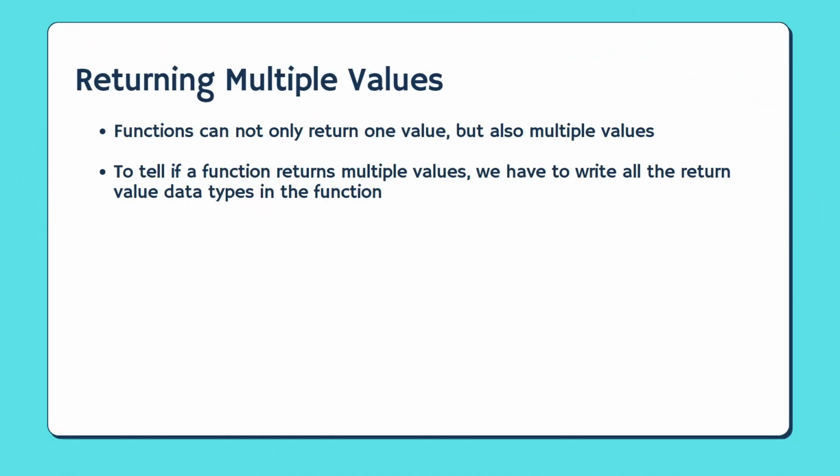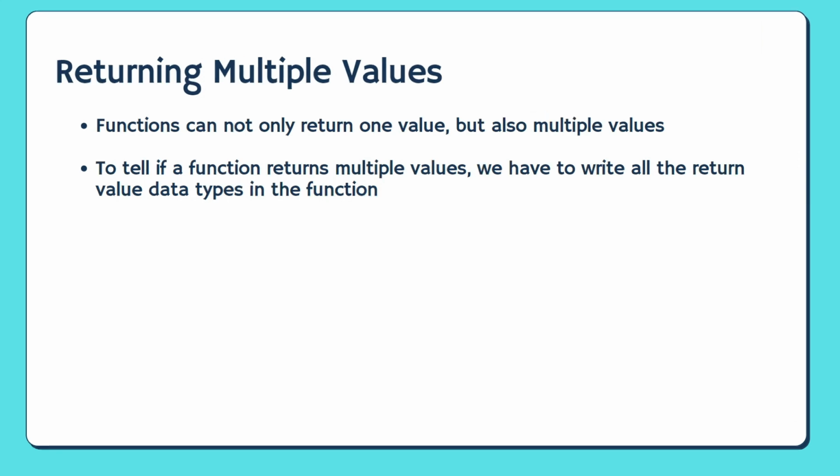Returning multiple values. Functions can not only return one value, but also multiple values. To tell if a function returns multiple values, we have to write all the return value data types in the function.